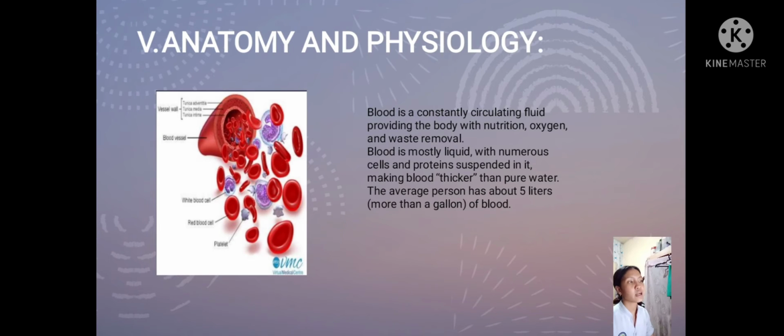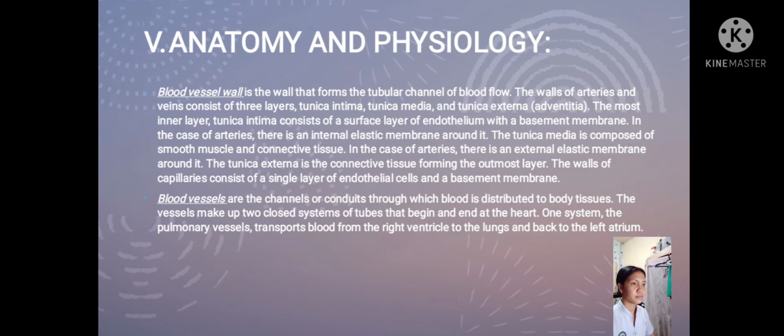So 5 is anatomy and physiology. So this is the picture of my anatomy and physiology. Blood is a constantly circulating fluid providing the body with nutrition, oxygen, and waste removal. Blood is mostly liquid with numerous cells and proteins suspended in it, making blood thicker than pure water. The average person has about 5 liters, more than a gallon of blood.